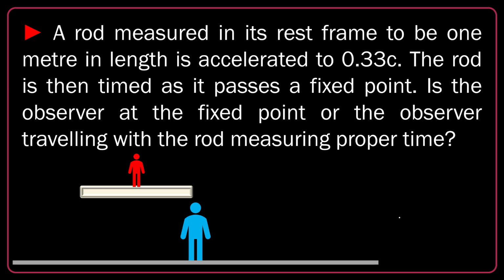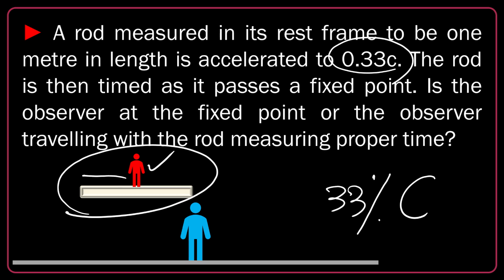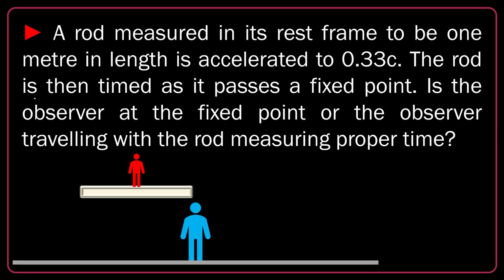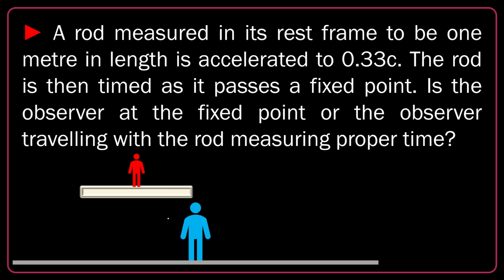A rod measured in its rest frame to be 1 meter in length is accelerated to 33% of the speed of light. If a person is at rest relative to the rod, they will measure the length of the rod to be 1 meter. The rod is then timed as it passes a fixed point. So on the ground you have a fixed point and the rod is passing by. Hypothetically, we can also have a passenger on the rod who witnesses the trip from his own reference frame.